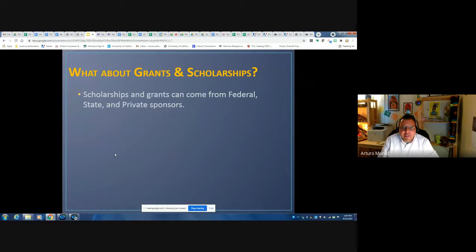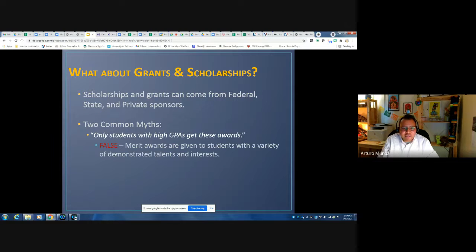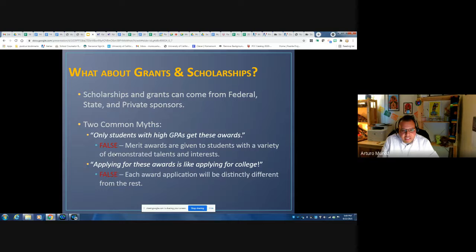So again, what about grants and scholarships? Scholarships and grants can come from federal, state, and private sponsors. Two common myths: only students with high GPAs get these awards. False: merit awards are given to students with a variety of demonstrated talents and interests. And applying for these awards is like applying for college. False: each award application will be distinctly different from the rest.